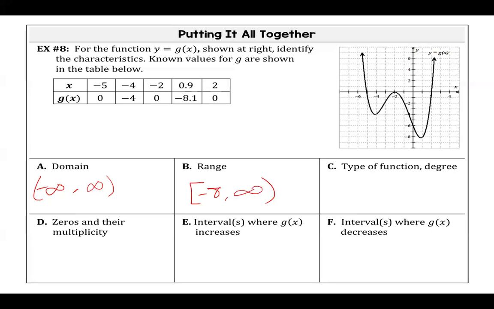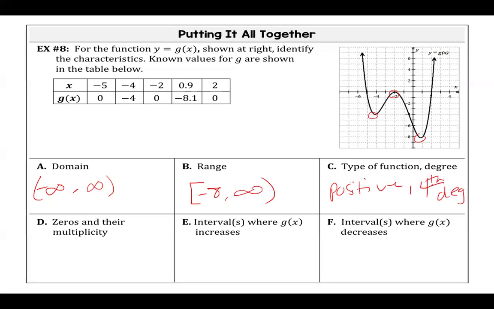The type of function that we have is a positive even degree. And that even degree is 4, because we have 1, 2, 3 turning points, and your degree equals your turning points plus 1, your minimum degree. So therefore, we have a positive fourth degree.